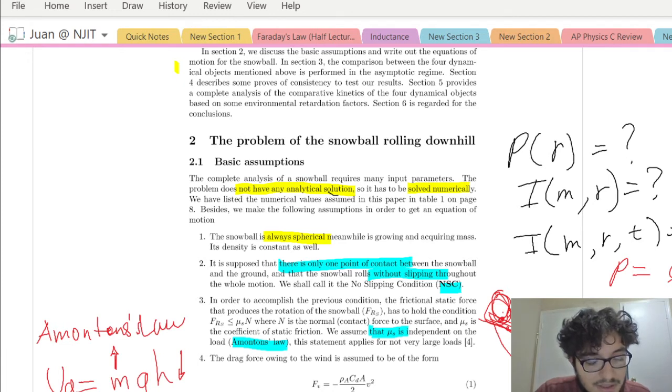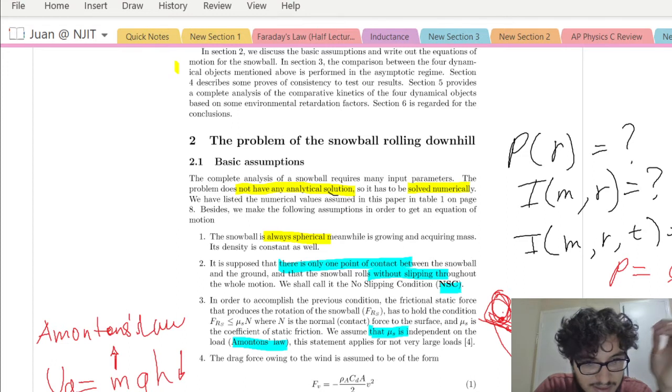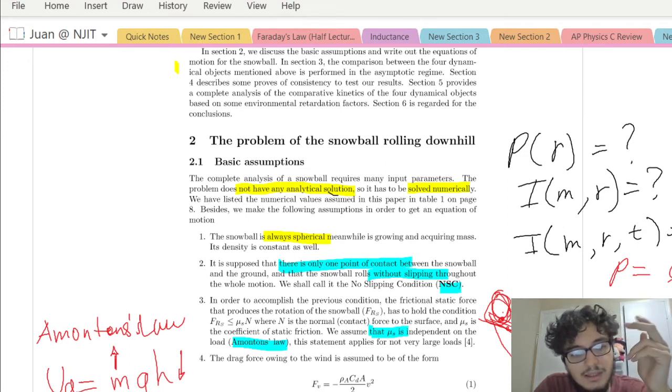It seems like the potential energy will stay somewhat constant, or might increase or decrease by some factor, but not sure what it is. Well, Amonton's law. Okay, so let's see the context, because they're saying we assume that mu s is independent of the load. What is the load? So it's talking about the normal force, I guess. This same applies for not very large loads. Apparently, Amonton's law has to do with friction. So maybe I should look at the relationship between Amonton's law and friction.